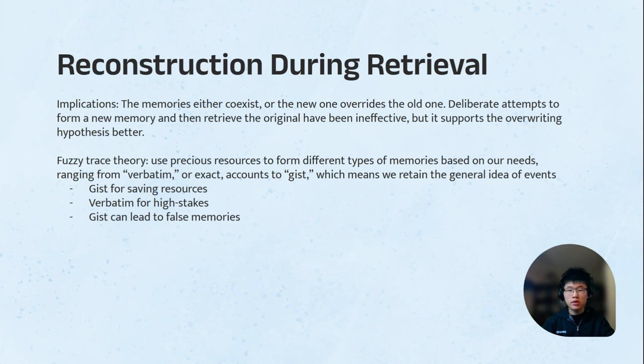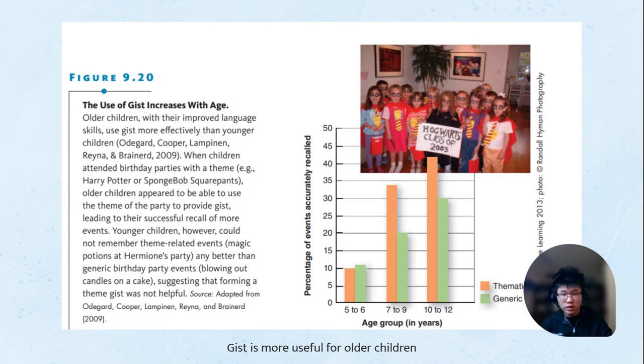Now, the fuzzy trace theory is the fact that we use our memory resources to our advantage. We use precious resources to form different types of memories based on our needs, ranging from verbatim or exact accounts to gist, which means we retain the general idea of events. Now, gist can lead to false memories. Interestingly, the use of gist increases with age.